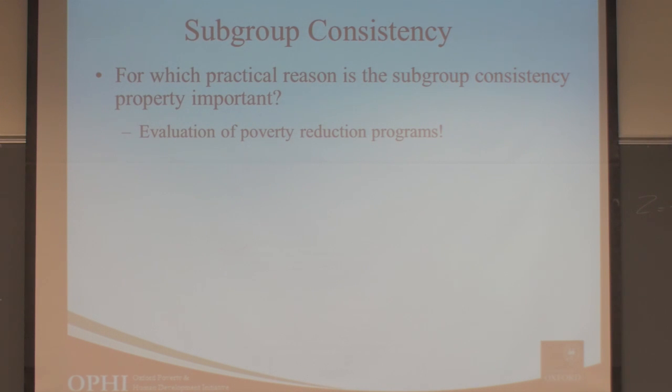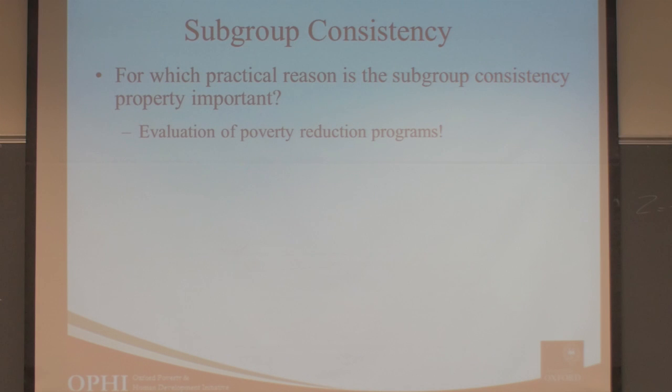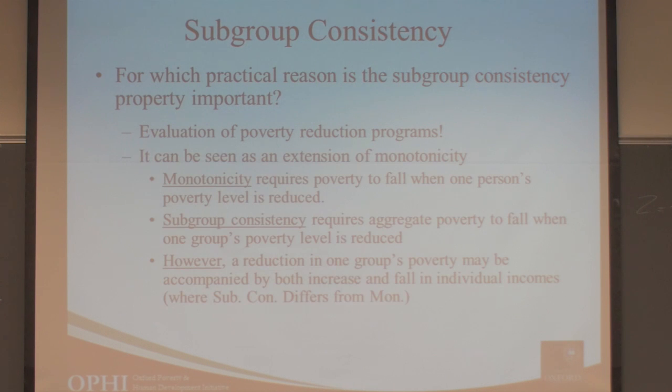You have different geographical regions or different ethnic groups. You have worked very hard for a particular ethnic group. Poverty has gone down for them. Probably it didn't change for the rest. And your overall poverty goes up. It's not very consistent. It can also be seen as an extension of the monotonicity property.